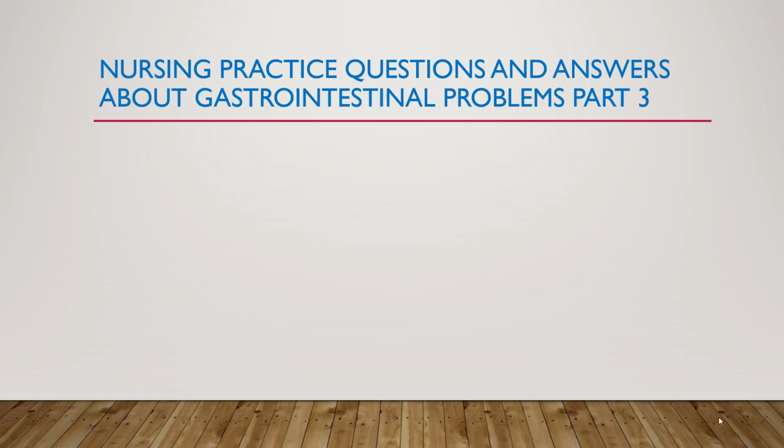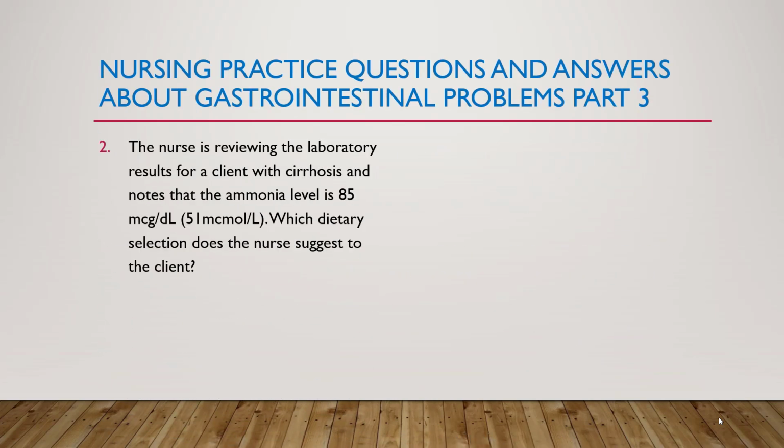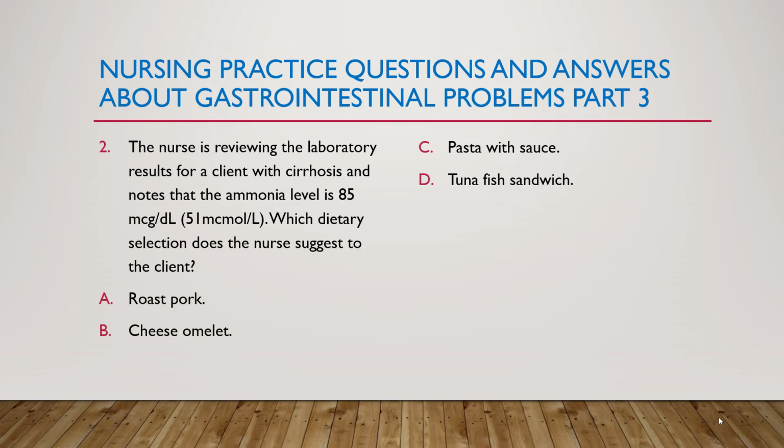Now let's move to the second question. The nurse is reviewing the laboratory result for a client with cirrhosis and notes that the ammonia level is 85. Which dietary selection does the nurse suggest to the client? Option A, roast pork. Option B, cheese omelette. Option C, pasta with the sauce. Option D, tuna fish sandwich. So the correct answer for this question is option C, pasta with the sauce.